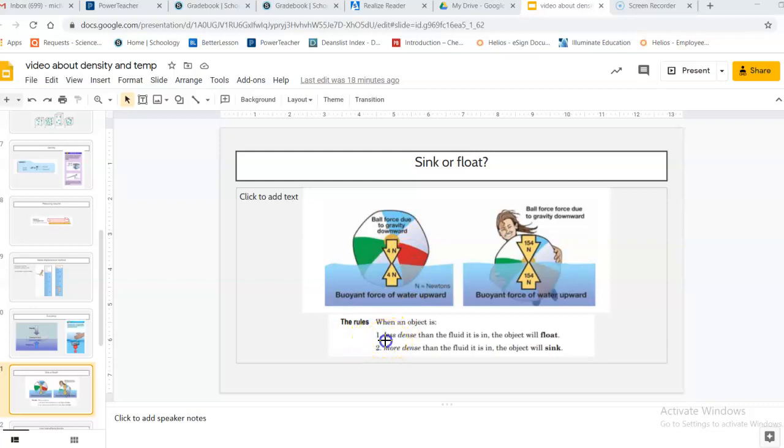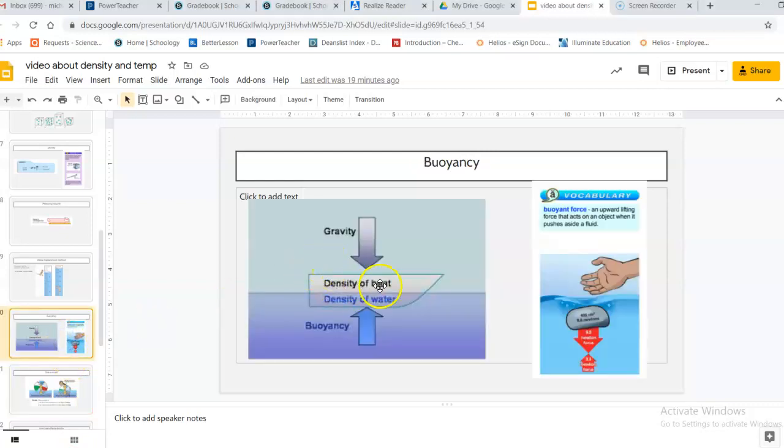So there are two basic rules for you to know if something will sink or float. If something is less dense than the fluid it's in, it will float. If something is more dense than the fluid it's in, it will sink. So the beach ball obviously is less dense than the water, based on that rule. In our other example, the boat is less dense than the water. The rock is more dense than the water. So using that, you can compare whether something will sink or float.